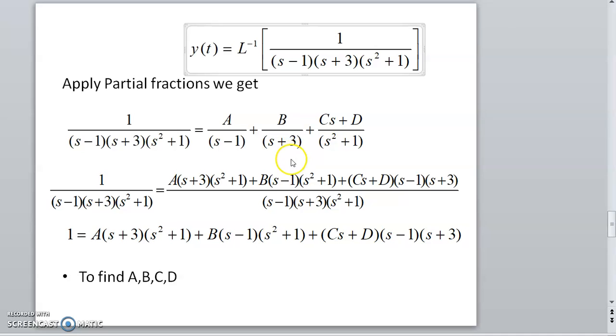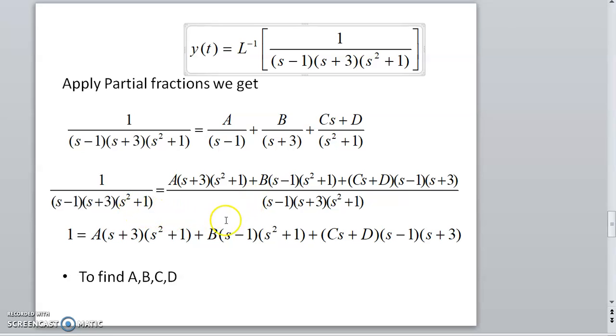Therefore, you write b divided by s plus 3. Here s squared plus 1 is a quadratic factor, so you write cs plus d divided by s squared plus 1. Next, to find a, b, c, d, take the LCM on the right hand side: s minus 1, s plus 3, s squared plus 1. We get s minus 1 into s plus 3 into s squared plus 1.